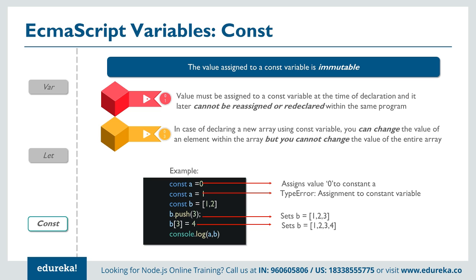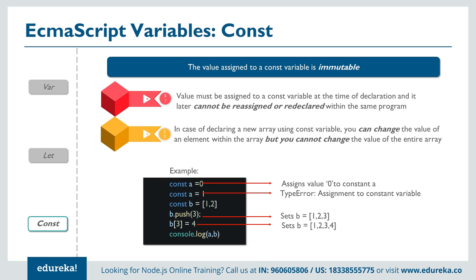So let, you cannot redeclare. You can give any value you want n number of times. Const cannot be redeclared, cannot be reassigned. So obviously if it's a const, a constant, you can't change the value later. That's the whole point of having constants. So in case of declaring a new array using a const variable, you can change the value of an element within the array, but you cannot change the value of the entire array.